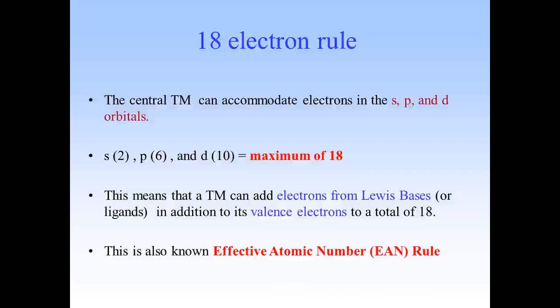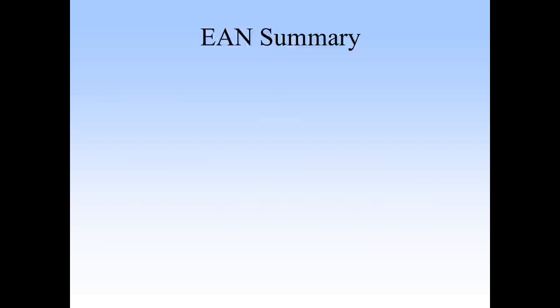Now a transition metal can add electrons from ligands in addition to its valence electrons to a tally of 18. So if an organometallic compound can add up to a tally of 18 electrons, then it should be very stable, and it is also known as the effective atomic number rule.